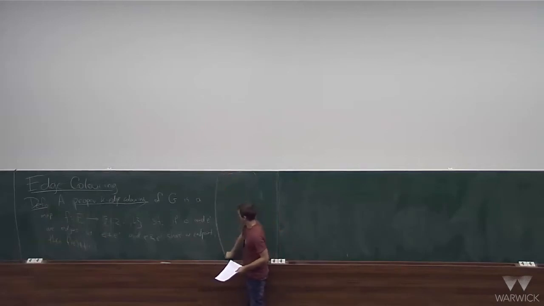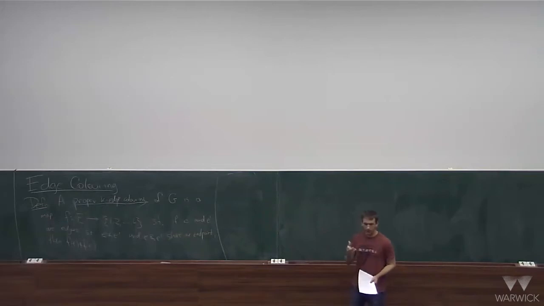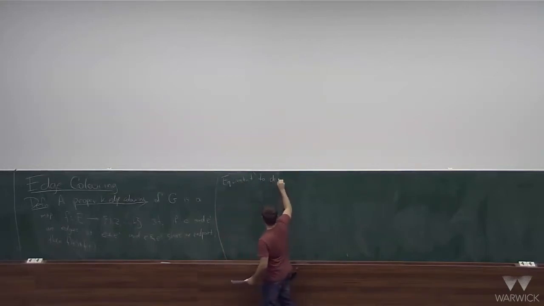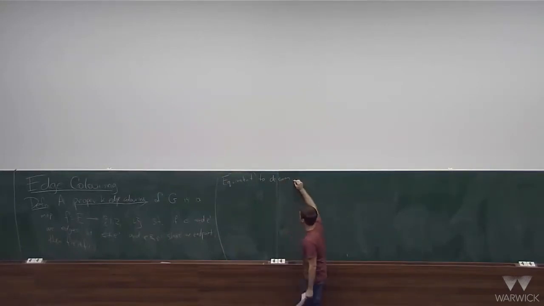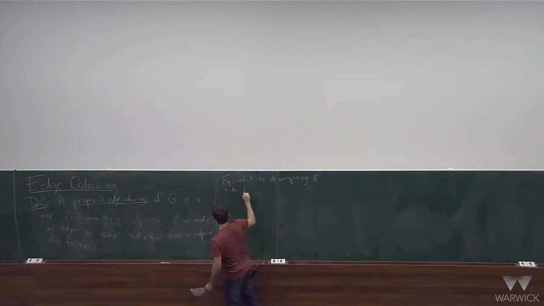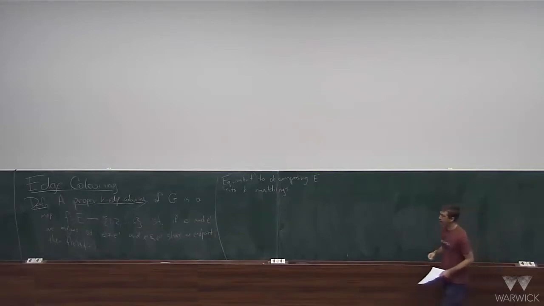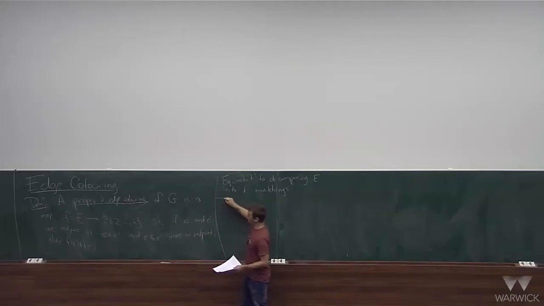So in other words, if you think of all the edges that have a particular color, they form a matching in the graph, right? So you can also think of this as decomposing the edge set into matchings. So it's equivalent to decomposing, meaning partitioning, E into K matchings. Because the edges of any particular color must be a matching.